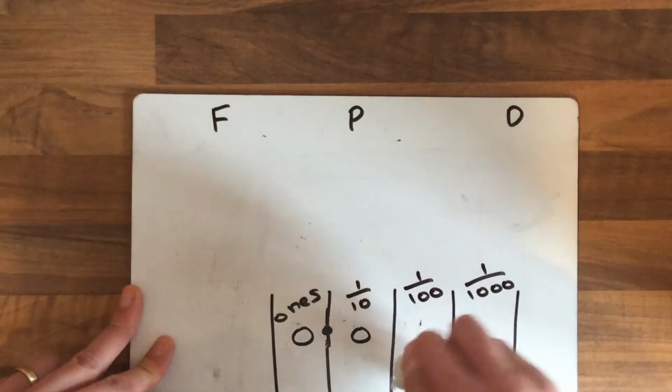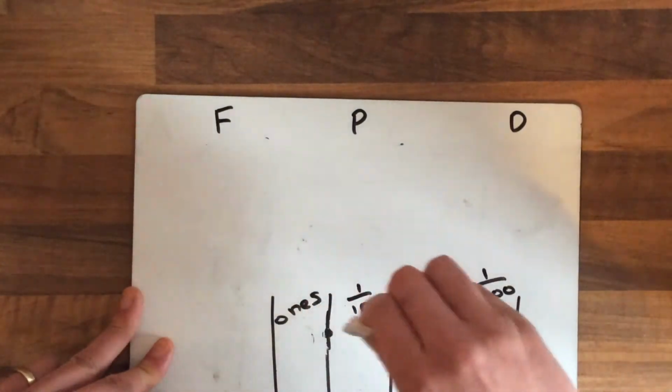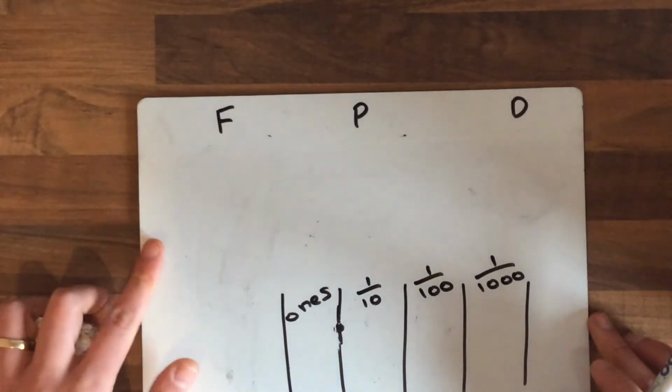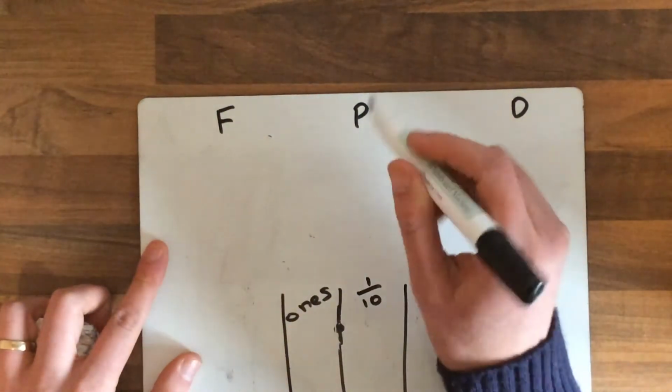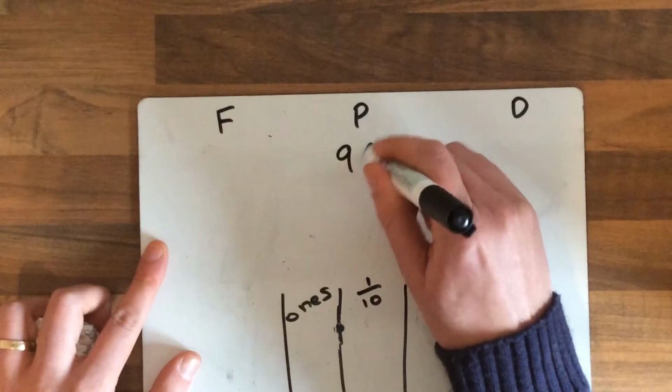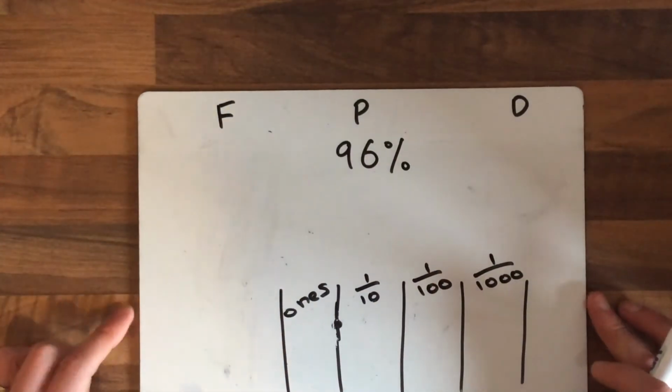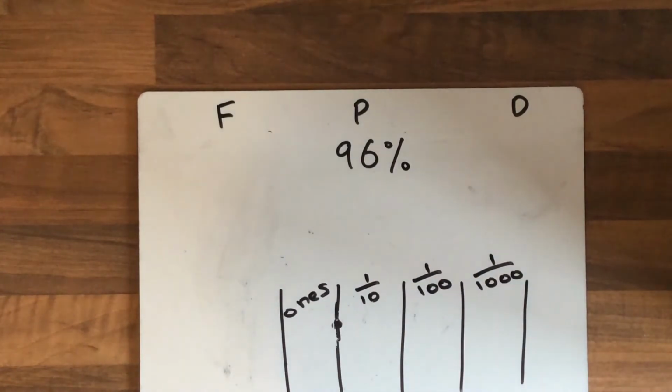Right, so we are going to have a go now, and I'll stop the video in a moment, and you have a go at this one for me. So if I have 96%, you can work out what that is as a fraction and as a decimal. So you might want to pause the video there whilst you have a go at that.